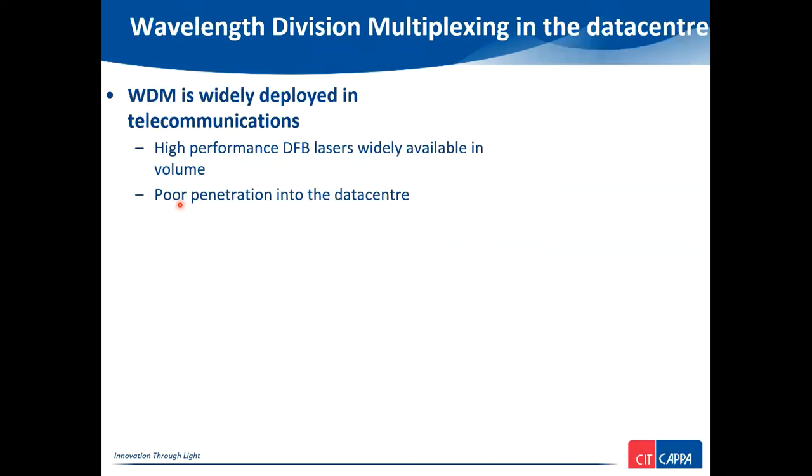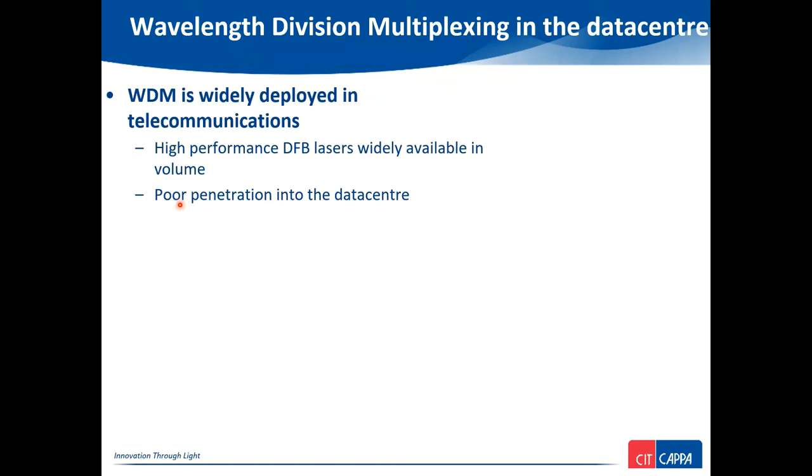Okay. Now, let me return to the problem of the laser, which is one that never will go away. Wavelength division multiplexing is very widely used in telecommunications, but it is not so widely used in the data center. If you think back to that picture I showed at the very start, it tends to be data center to data center links, outside of the data center, that sees heavy use of WDM and DWDM.